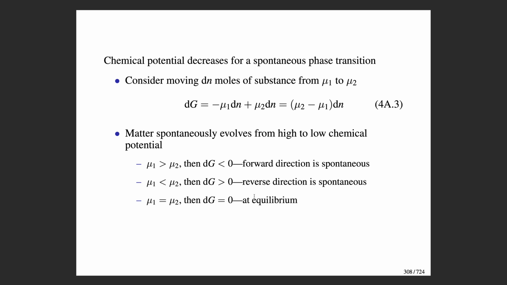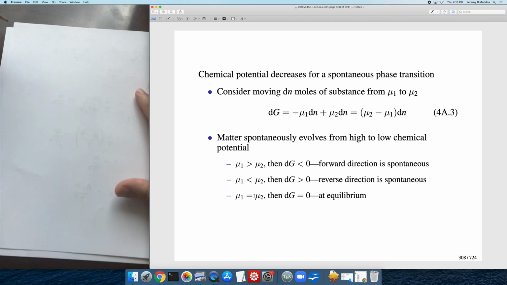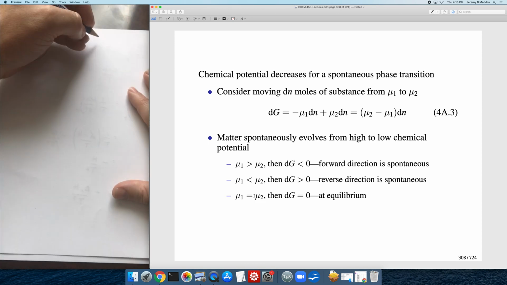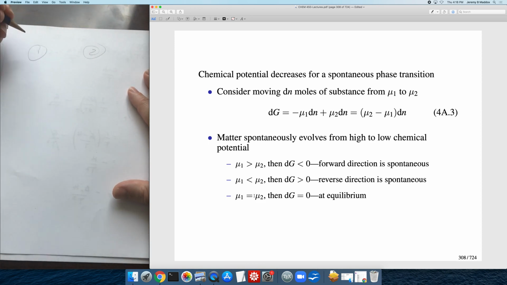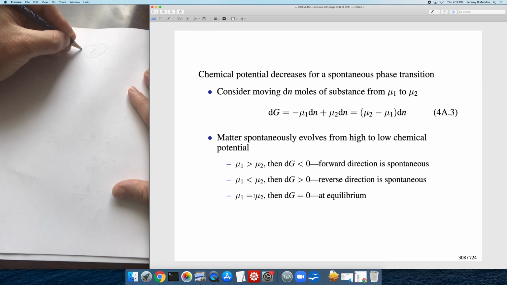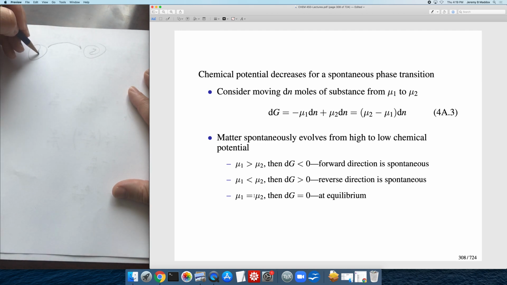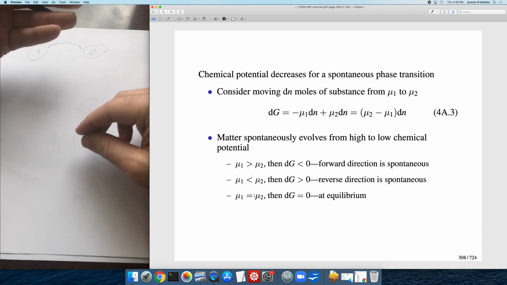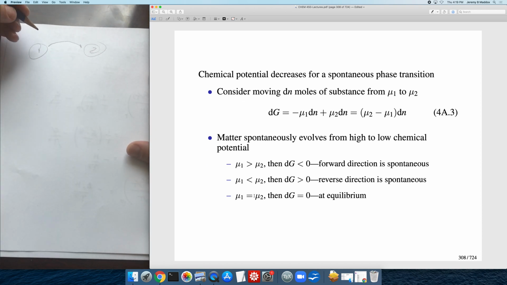spontaneity of a process. So let's consider 2 states. We have state 1 here and state 2. These could be 2 phases, phase 1 and phase 2. And what we're going to do is transfer an infinitesimal number of moles from phase 1 to phase 2. So think of this as converting one phase to another. And so we're going to ask ourselves, what's the change in the Gibbs energy for doing that?